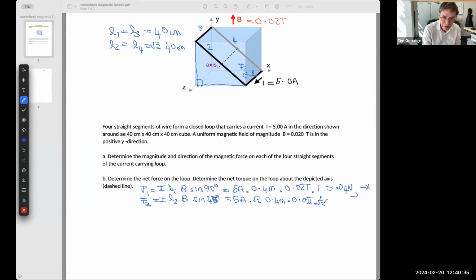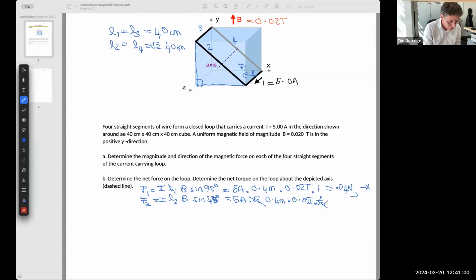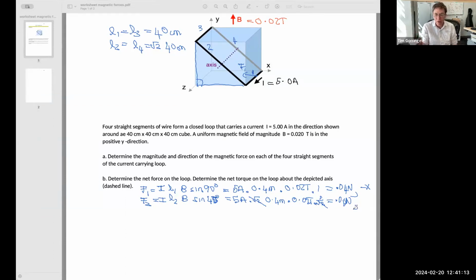And the reason I wrote it like that is then we can see that this square root of 2 in the numerator, which is the extra length of wire 2 compared to wire 1, is going to cancel with this square root of 2 in the denominator, which comes from the 45-degree angle of wire number 2 compared to wire number 1. If we cancel these quantities out, then all the other quantities are identical. We need no redo of the calculation. This is 0.04 newtons.